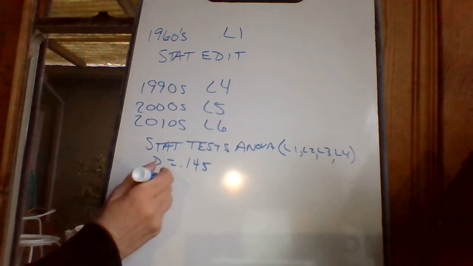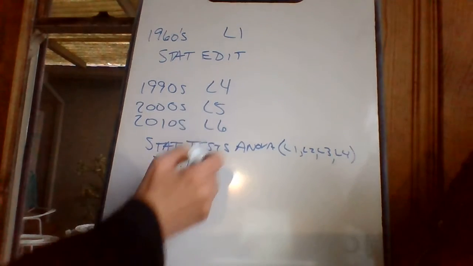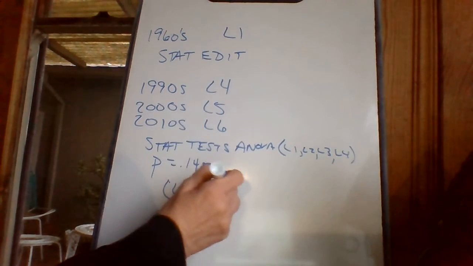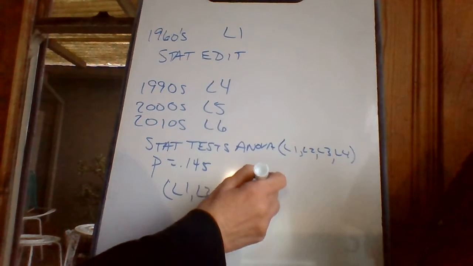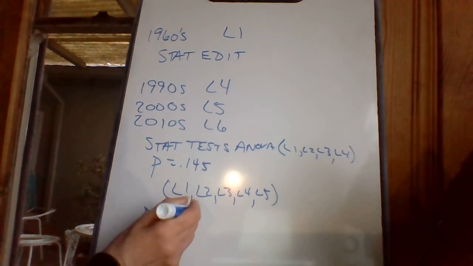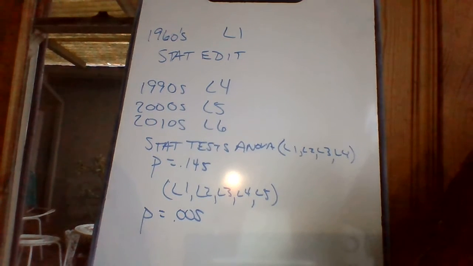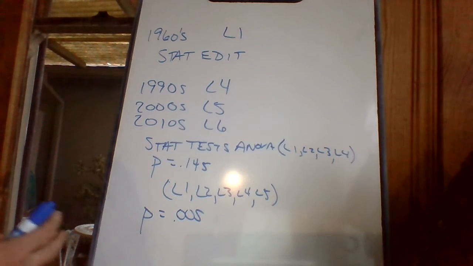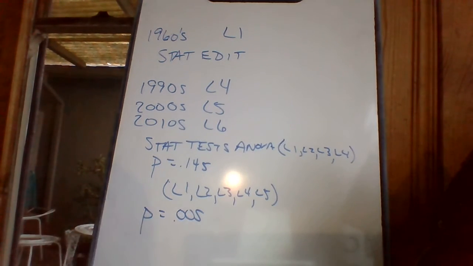How about if I do the same thing, Stat, Tests, Anova, list 1, list 2, list 3, list 4, list 5. So now I'm looking at all the way through 2009. Okay, I get P is 0.005. Oh, okay, that's the percent chance that there's nothing going on in those lists. By the time you include things after the year 2000, there is something going on in those lists. Something is different now. Those lists are not the same as they used to be.